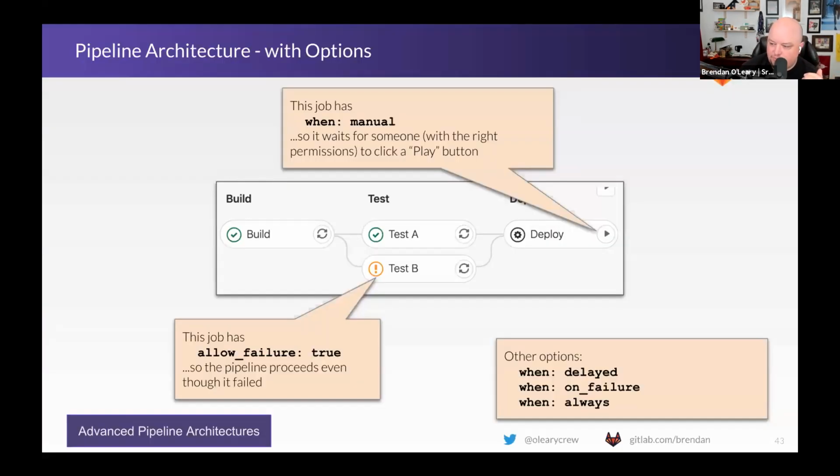So again, we saw this concept of, so this is a visual for the concept of allow failure. We can see test B here in the test stage failed, but it's allowed to fail. So instead of a red X and stopping the pipeline from running further, it's just a warning. And then the deploy job here has that when manual, so you can see it has the play button. It's only going to run when a person manually says, go ahead and run.